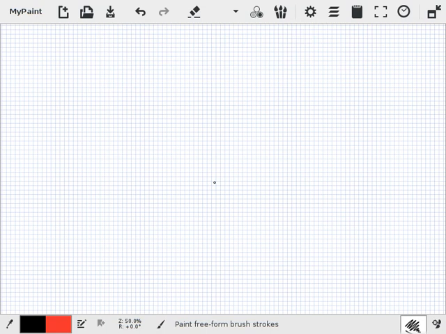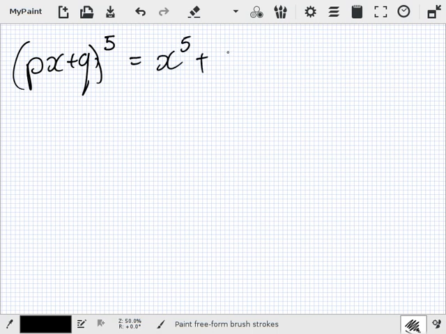I'm going to give you a harder one to try first before I do it, because I'd like to see if you can do this now that you understand how the C function works. So, (px plus q) to the power 5 equals x^5 plus 15x^4 plus 90x cubed. Find p and q for me. See if you can figure this one out.